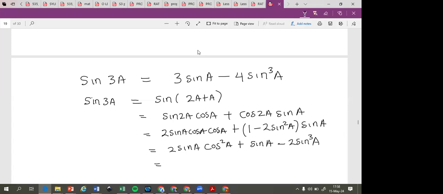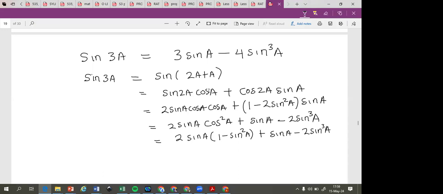But then here we have cos squared A. We are going to make it 1 minus sine squared A, since we need the answer in form of sine. 1 minus sine squared A, then plus sine A minus sine cubed A. So we are going to come up with 2 sine A minus 2 sine cubed A plus sine A minus 2 sine cubed A, which is 3 sine A minus 4 sine cubed A.